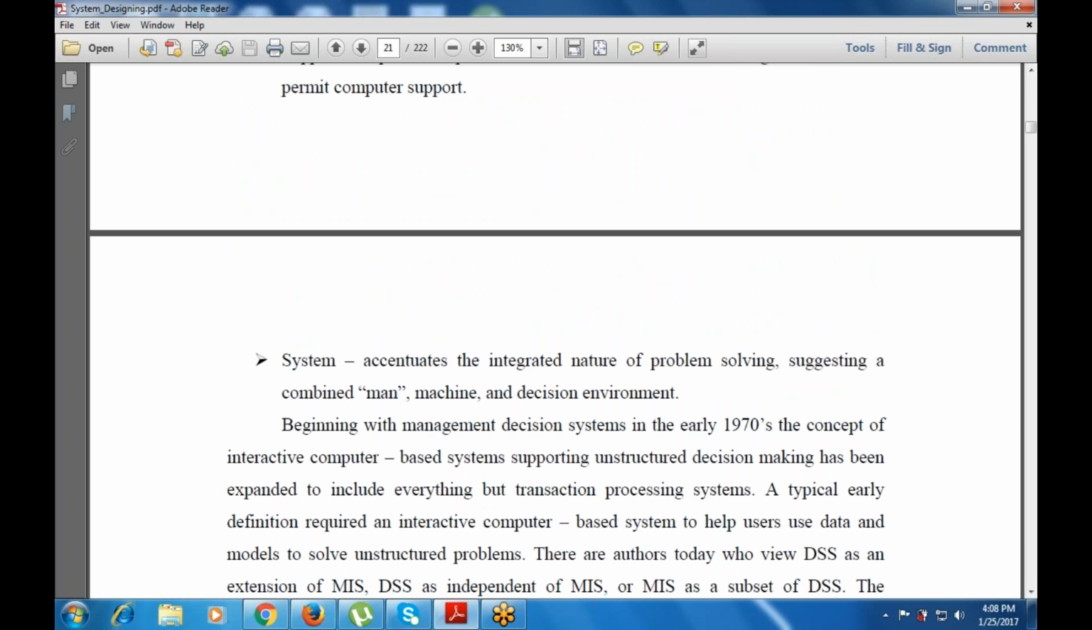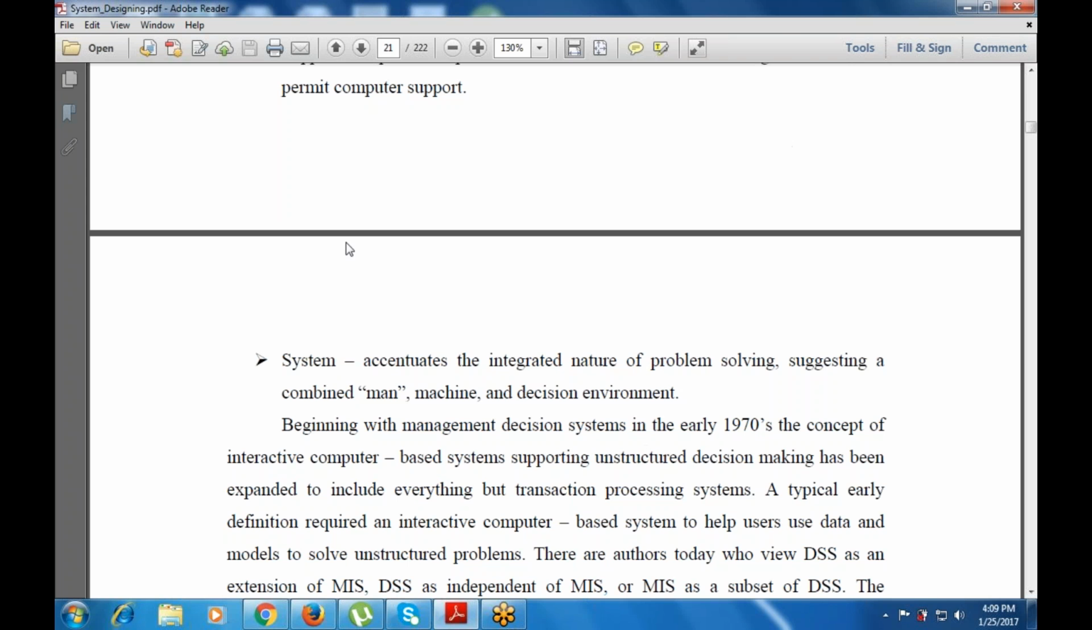Then next is the system, which is used with the integrated nature of problem solving, that is used with the combined man, machine and decision environment, that is the system. So one is the decision, then the support that is provided, then the system that is the combination of the interrelated components.